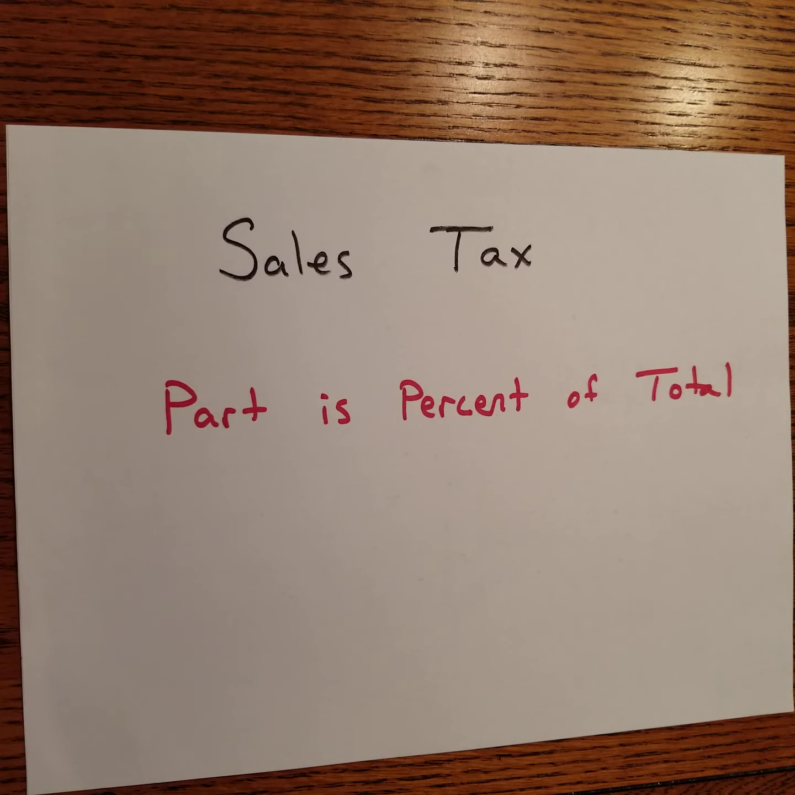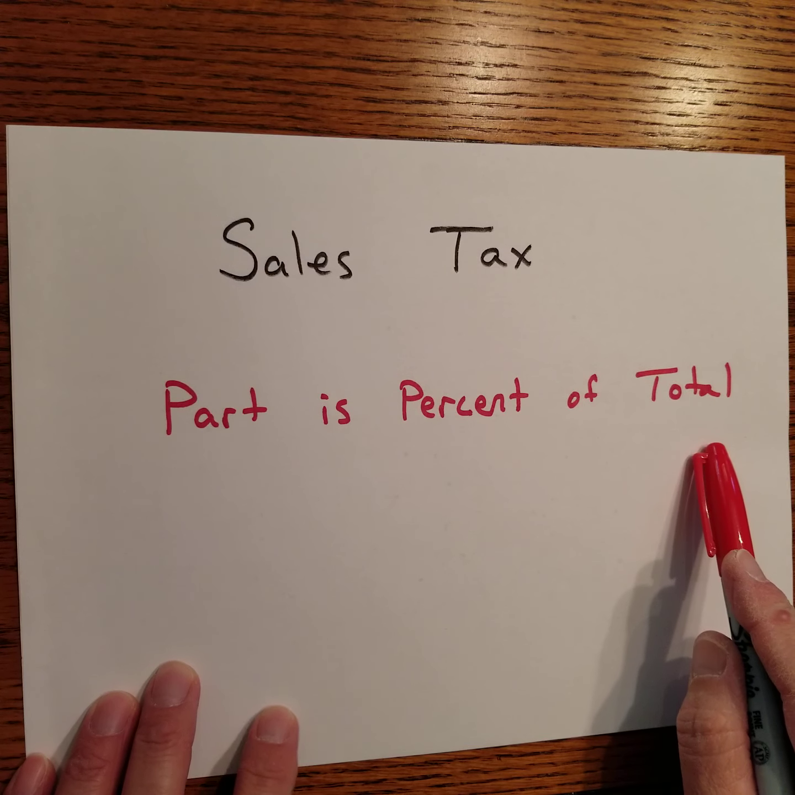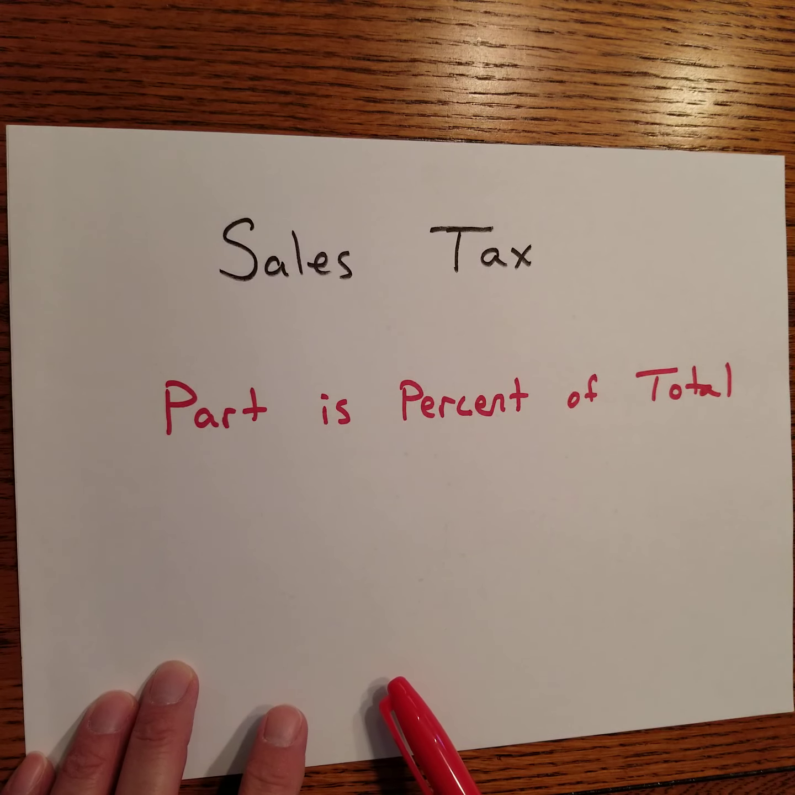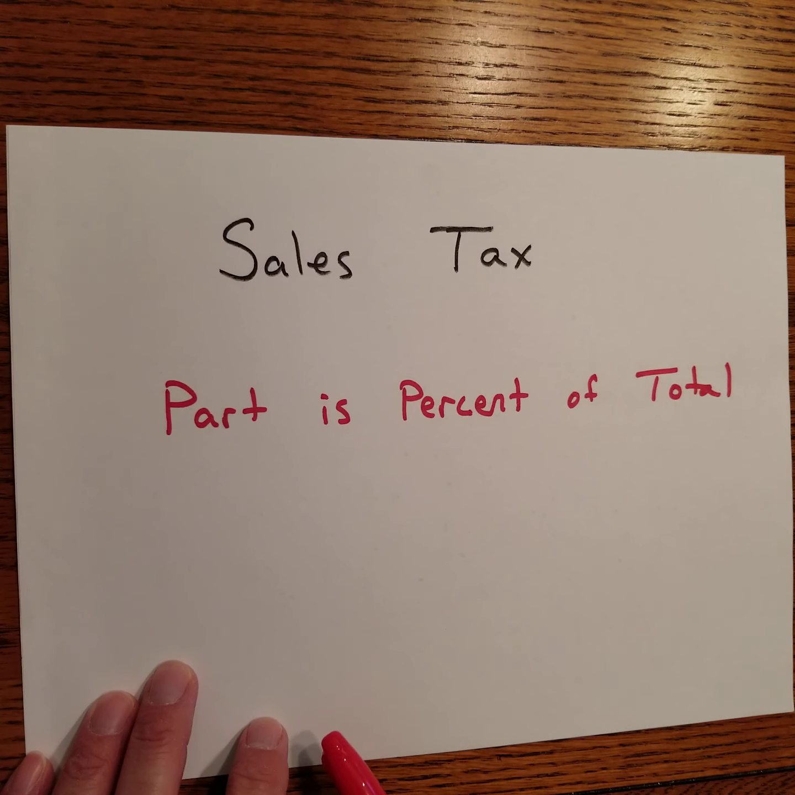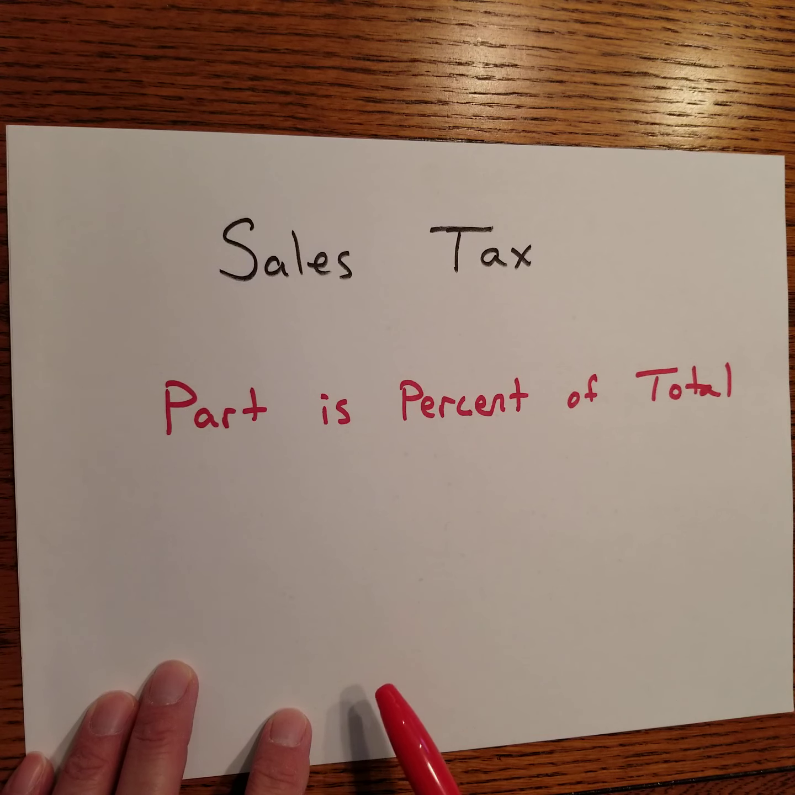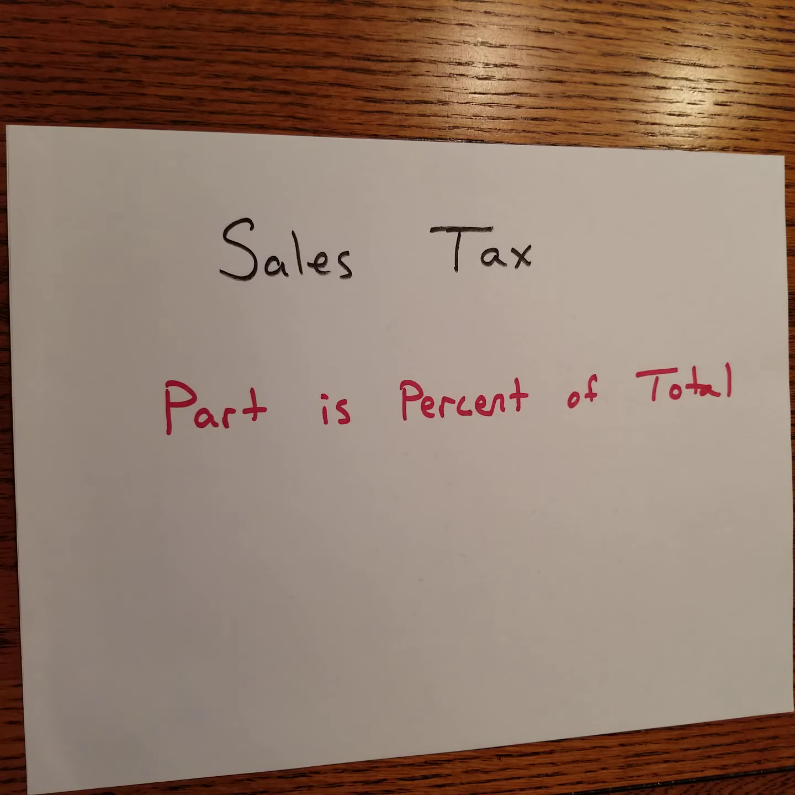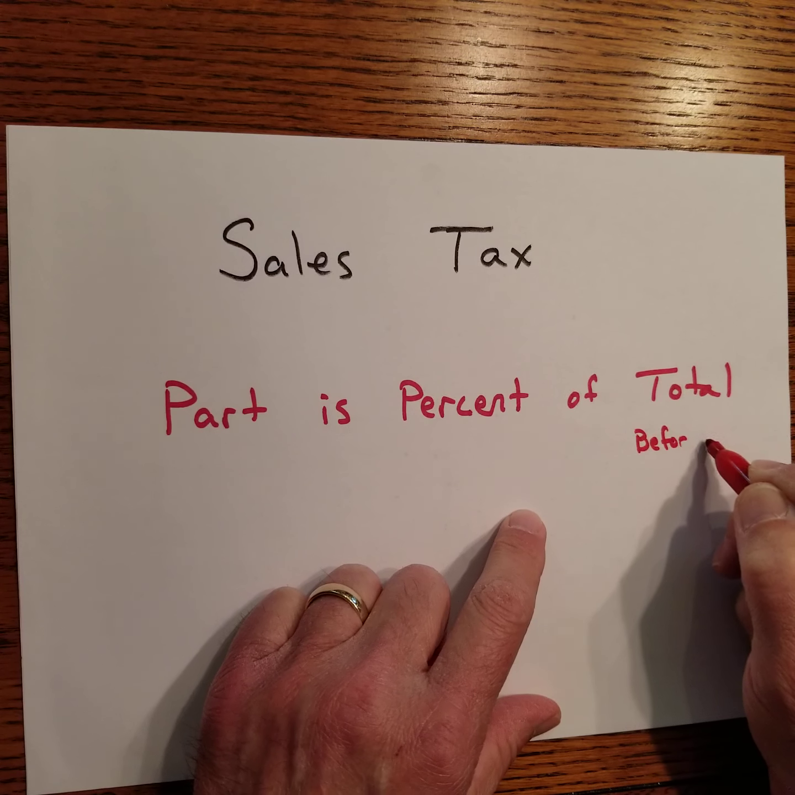In this video, we'll continue working with percentages by talking about sales tax. There's a catch, however. The nice formula that has gotten us through so many different percentage problems is a little confusing when we do sales tax. In sales tax, there's a total cost before the tax is put on, and there's a total cost after the tax is put on. In this formula, the total is the total before tax.